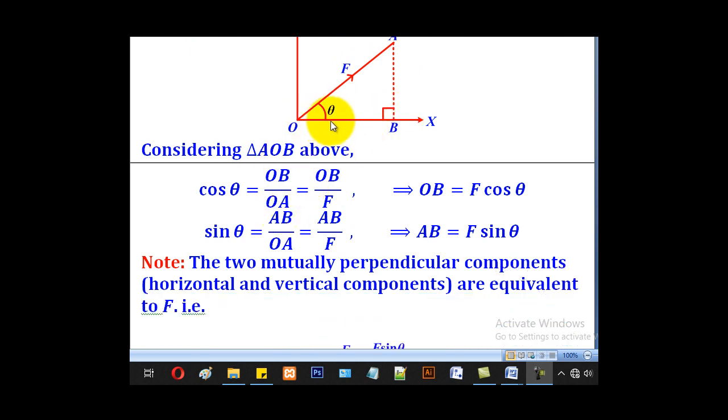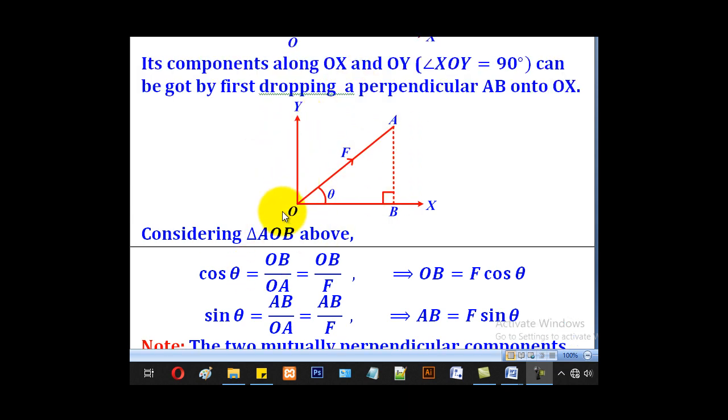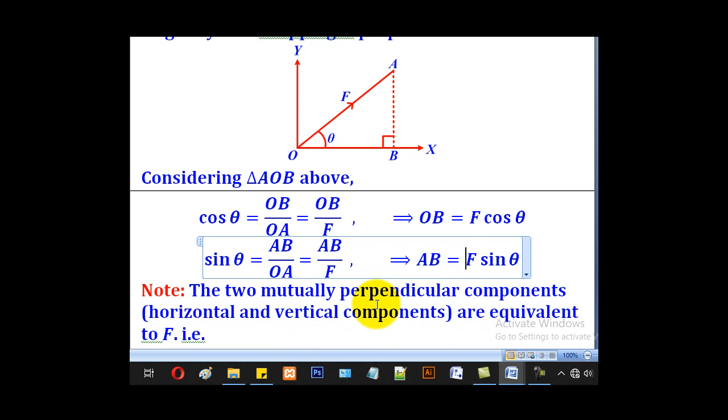If this is theta, then this will be the opposite, this will be the adjacent, this will be the hypotenuse. Remember, cos is adjacent over hypotenuse. So we shall say cos theta is equal to OB over OA. But we know OA is F. So OB over F. Making OB the subject, we shall get OB equal to F cos theta. Come to sine. Sine is opposite over hypotenuse. So this will be AB over OA. Making AB the subject, we shall get F sine theta.